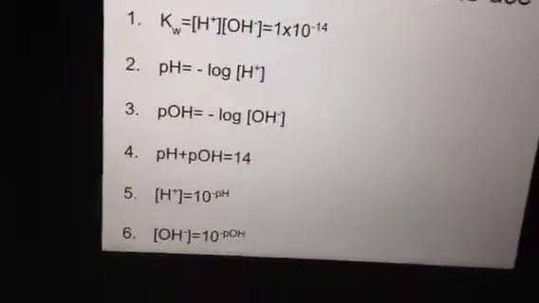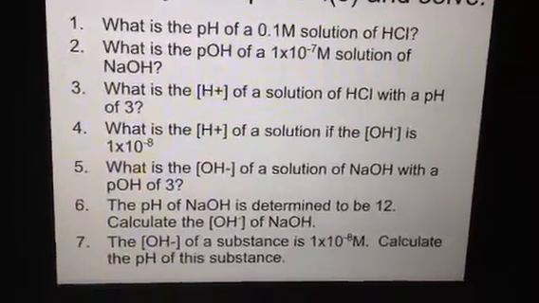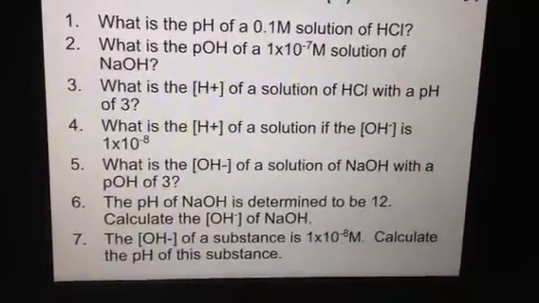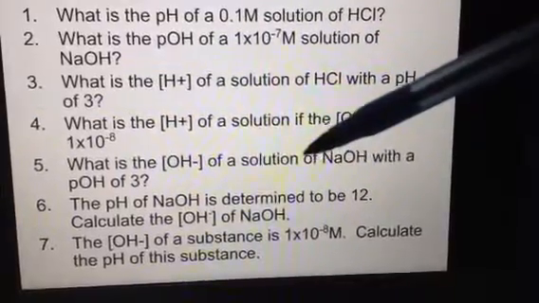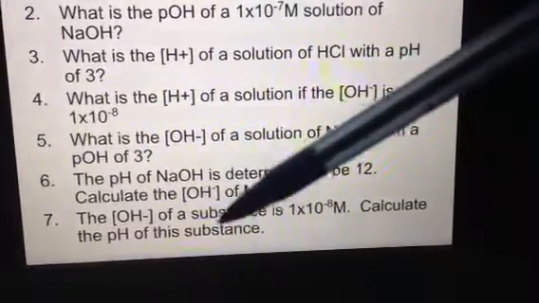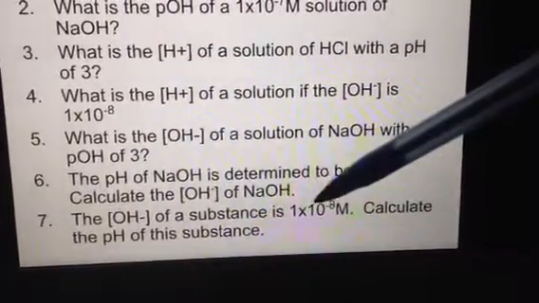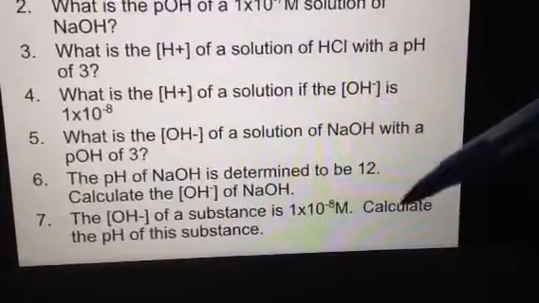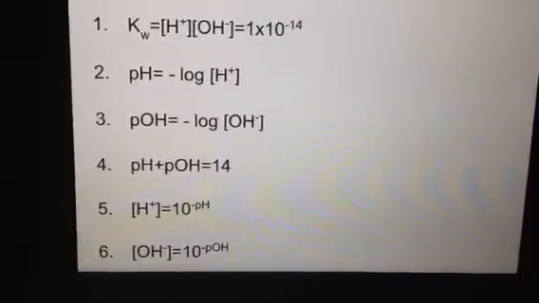Okay, one last thing that I'm going to do now is probably like a 2-part question. So you can try any of these out, but the one that I really want to go through is something like this right here. Let's go through number 7, okay? It gives me the OH of a substance is 1 times 10 to the negative 6th, but I have to calculate the pH.